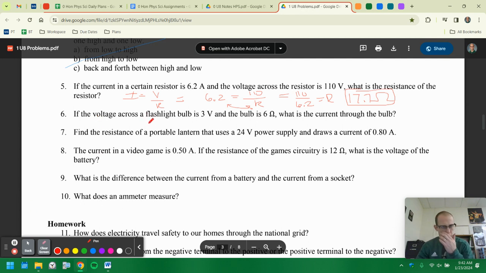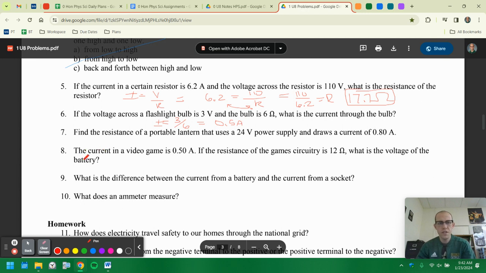Number 6, the voltage across a flashlight bulb is 3 volts, and it has a resistance of 6 ohms. What's the current? That's going to be equal to I, based on this formula right here. So 0.5 amps.